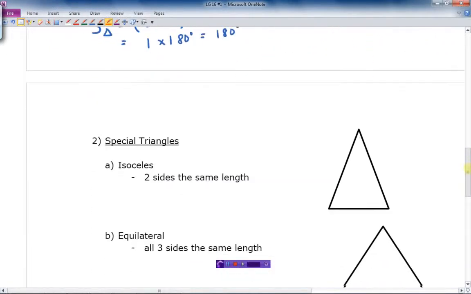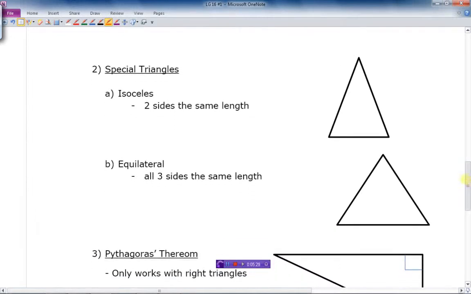Going on to the next part, number 2, special triangles. Let's focus on triangles now. The first one is the isosceles triangle, and this means that two sides have the same length. So I'm going to put little lines here. These two lines mean that they are the same length.